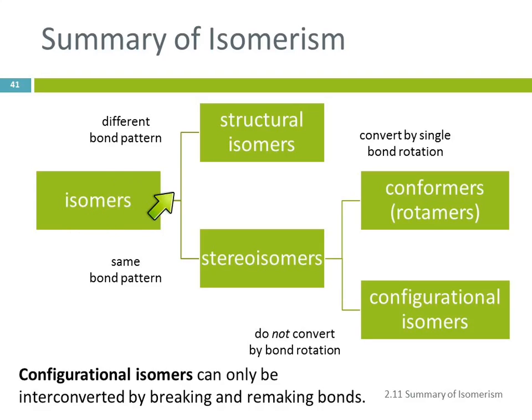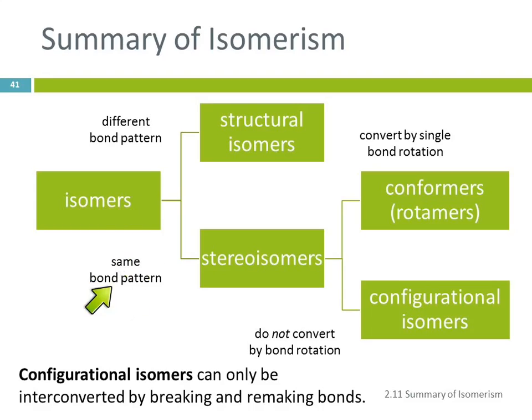But sometimes we'll have the atoms connected in different ways, so that we have different bond patterns. Those are called structural isomers because the structure of them is different. That's where you have a straight chain alkane versus, say, a branched alkane. Same number of carbons and hydrogens, but they're put together in a different way.